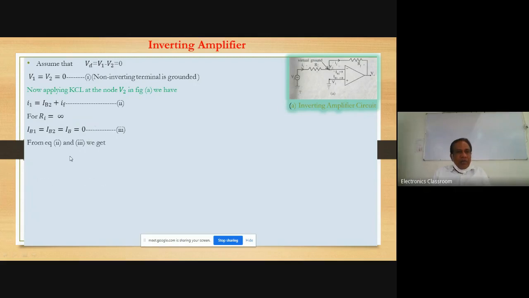Okay, we can insert this value. These are equations number 1, 2, and 3. We can insert the value in this equation: I1 is equal to IB2 plus IF, the input current, and IB1 equal to IB2 equal to IB equal to 0. We can put the value here. Then I1 is equal to IF. Means incoming current I1 is equal to outgoing current IF, that is, input current I1 and feedback current IF.